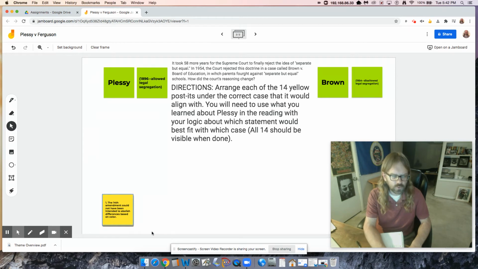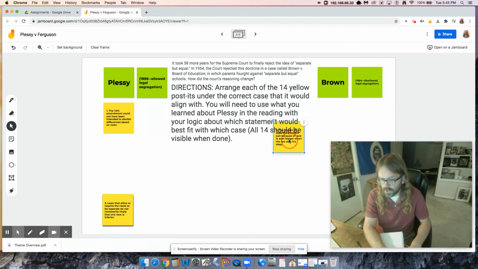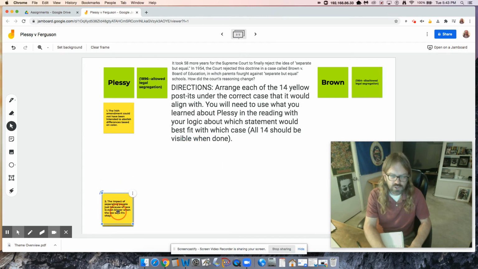For example, number one says the 14th Amendment could not have been intended to abolish differences based on color. So Plessy allowed for legalized segregation. If it says the 14th Amendment did not intend to abolish differences, that would very much go under the Plessy category. The next one, two, the impact of separating people just because of race is even bigger when the law says it's okay. Do the same thing with that. Where do you think it goes?